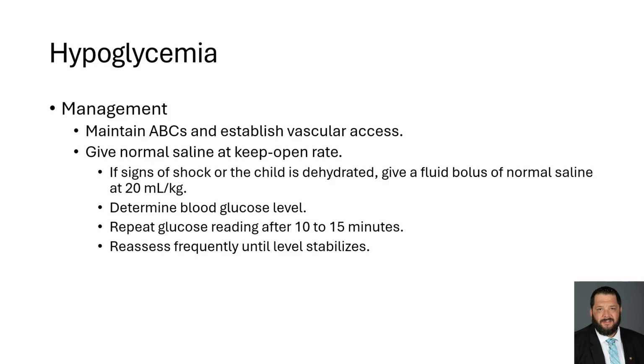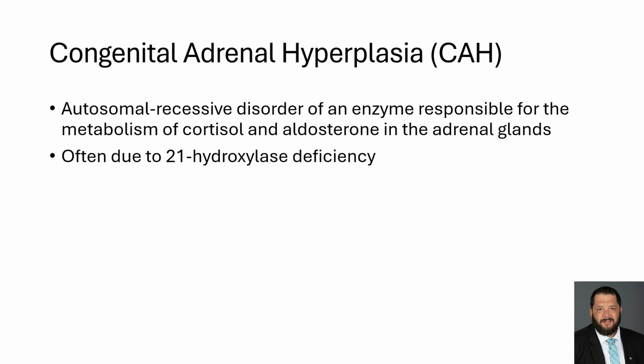Maintain ABCs. For advanced level providers, establish your IV access and give normal saline at a KVO rate. You may need to consider administering a fluid bolus while administering glucose, and repeat your blood glucose readings about every 10 to 15 minutes. For EMT basic level providers, you can consider oral glucose if the patient is able to swallow and consume, or encouraging feeding if the patient is breastfeeding.